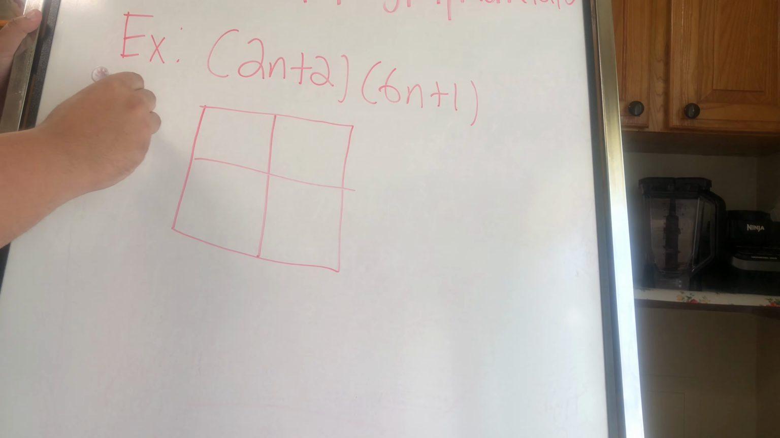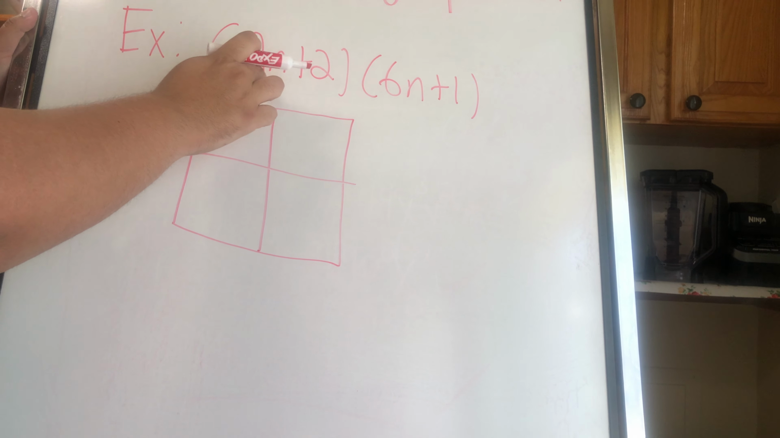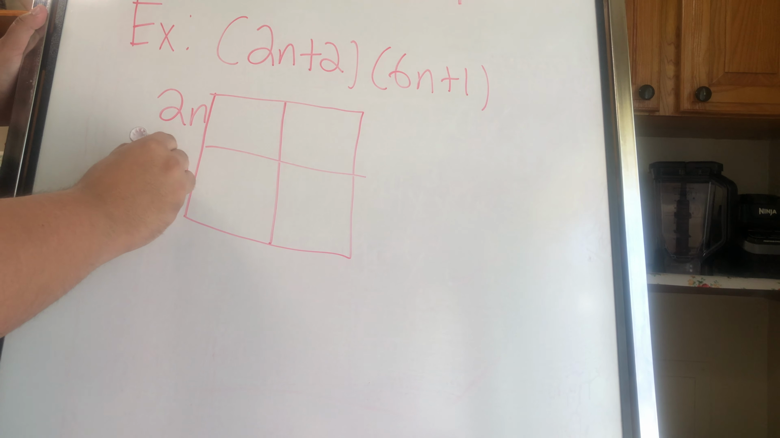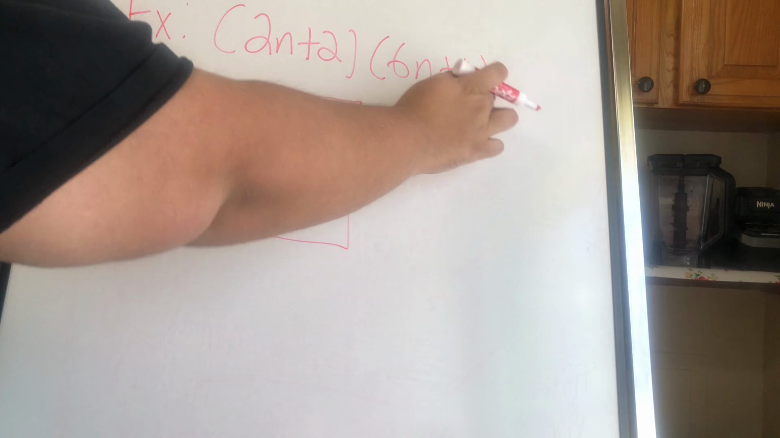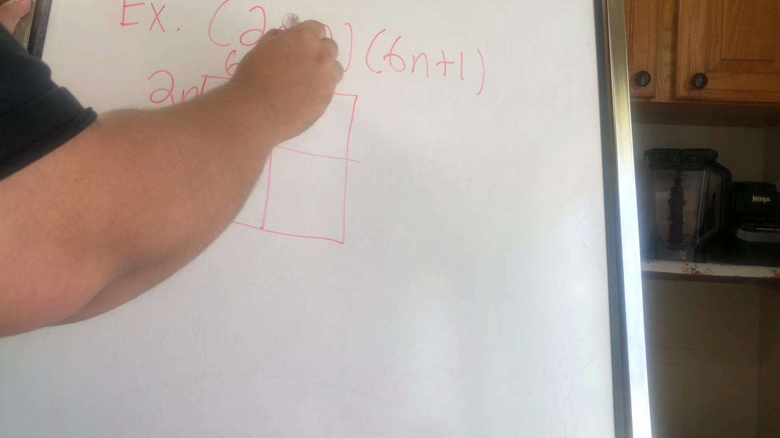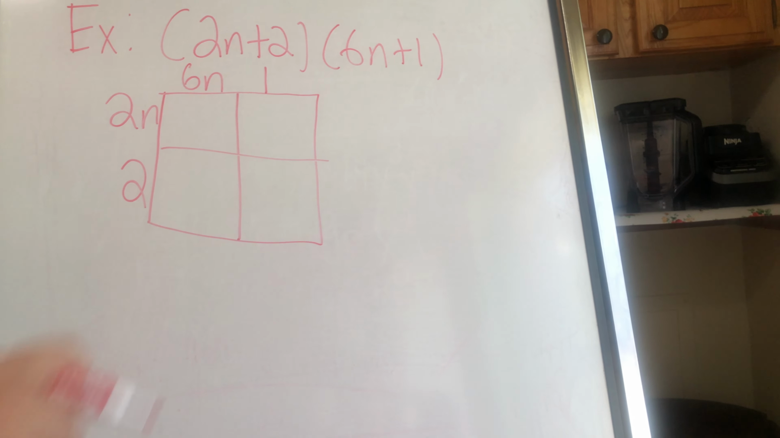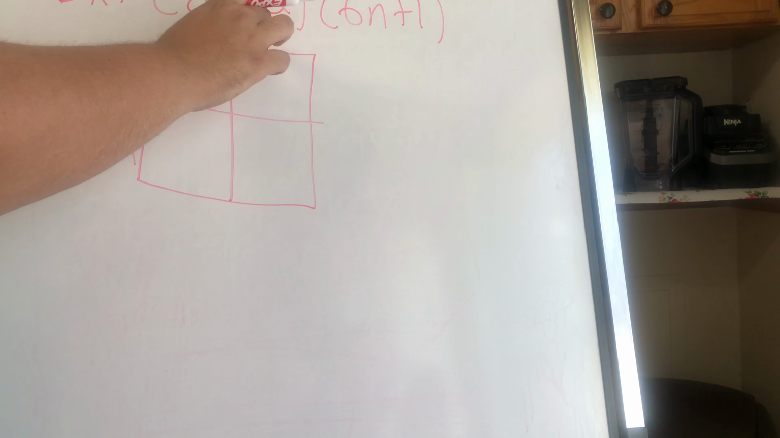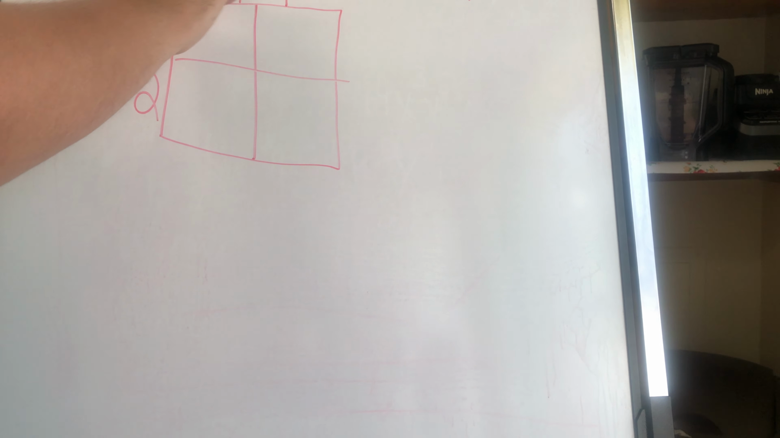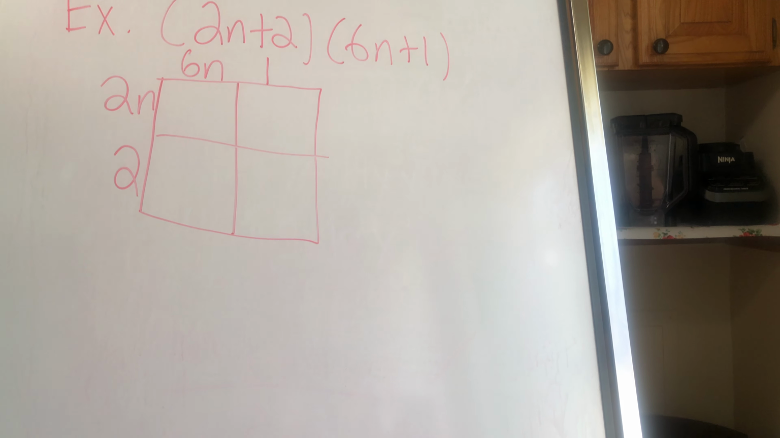Let's label each one. This is going to be 2n, which is this one. The 2 down here, because they're together. And then I'm going to write the top one, 6n and then 1. Now, the question you can have, Mr., what if I have the 6n plus 1 on the left side and the 2n plus 2 on the top? It doesn't matter. You're still doing the same thing.